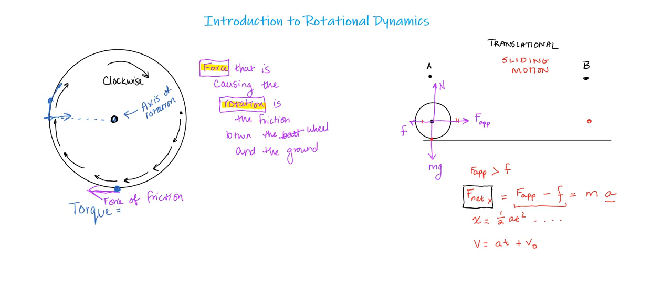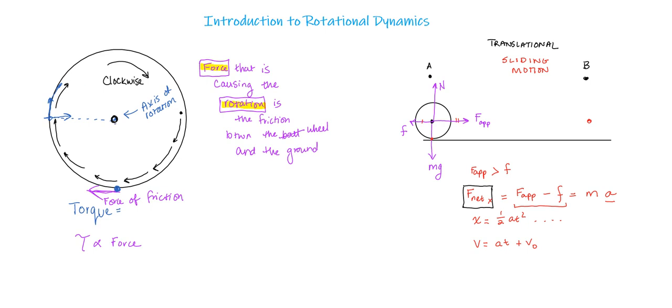The more friction I have, the more torque I will have. So torque, which we symbolize with the Greek letter tau, is directly proportional to force. The more force I push with, the more torque I get.